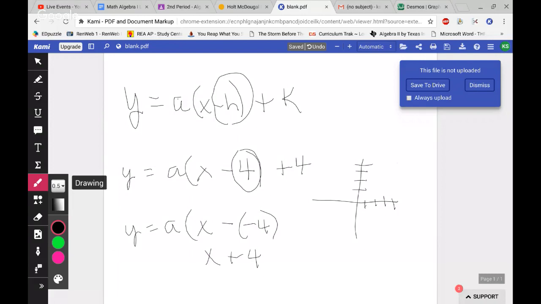Instead of the line starting at the origin, like most lines do, it's going to start up at the top. So it's going to be shifted. Does that make sense? Okay, yeah, that makes sense. If it's in the parentheses, it's opposite. Okay, cool.